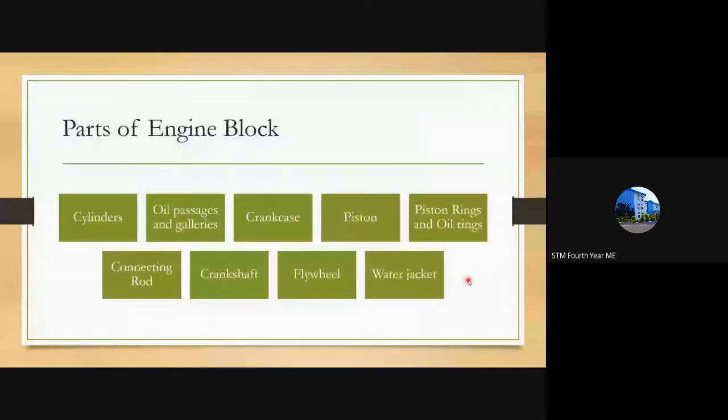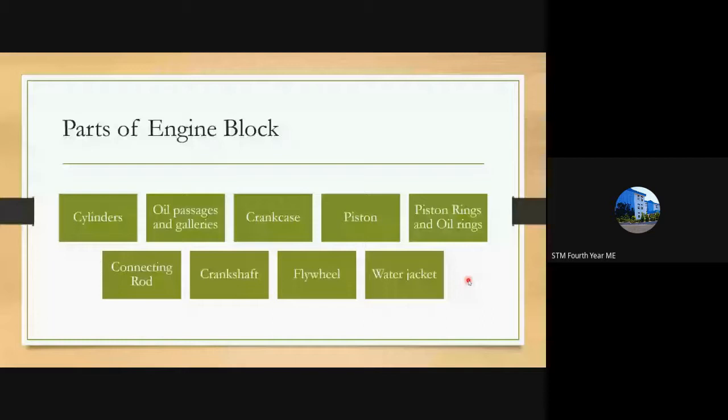Okay. Next is the engine block. The various components present in the engine block are cylinders, oil passages and galleries, crankcase, piston, piston rings and oil rings, connecting rod, crankshaft, flywheel, and water jacket. The cylinder is the combustion chamber, the place where the fuel and air get ignited. So the combustion chamber is the cylinder provided in the engine block.